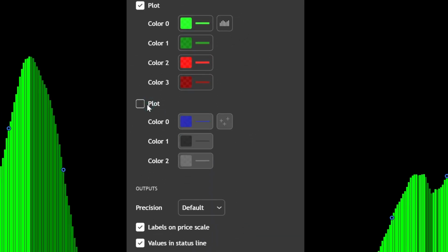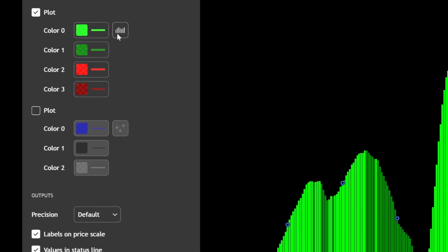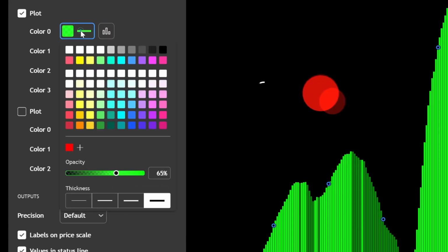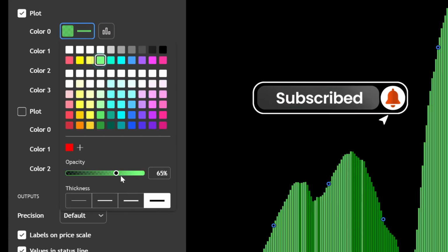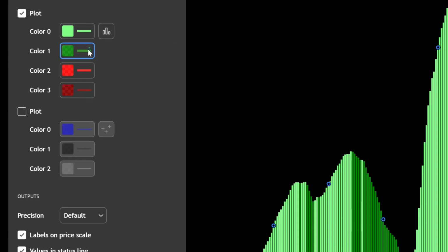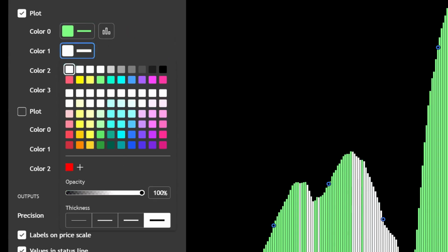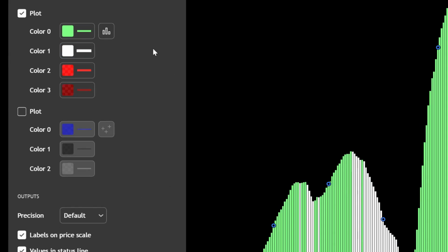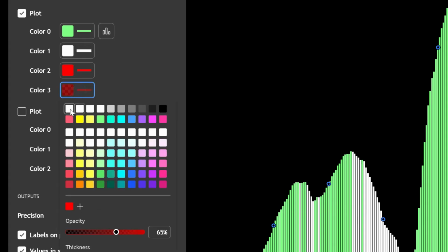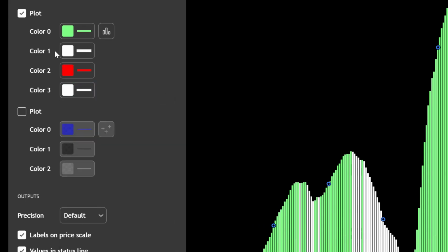And now for the color coding, this is where we make it visually intuitive. For the first plot option, we're gonna change the colors to tell us exactly what's going on. Change color 0 to green, that signifies a strong bullish squeeze. Change color 1 to white, this is a neutral squeeze, a pause before a potential move. Change color 2 to red, this is a strong bearish squeeze. And finally change color 3 to white as well, another neutral zone. That's it, we've optimized the squeeze momentum indicator to work perfectly with our system.